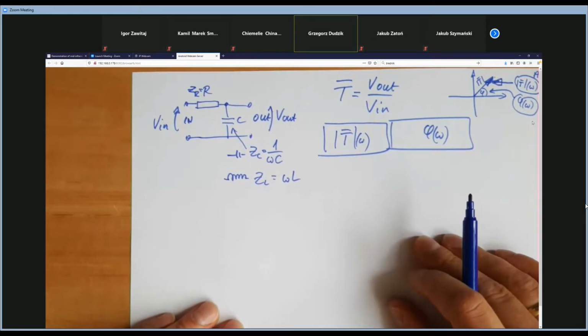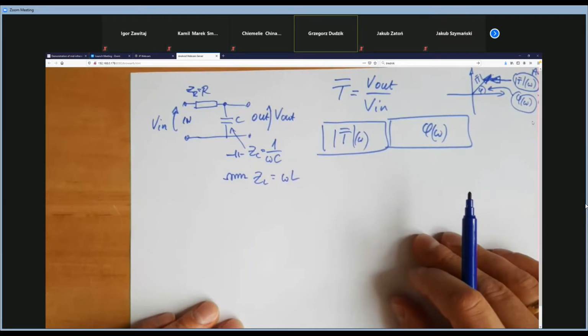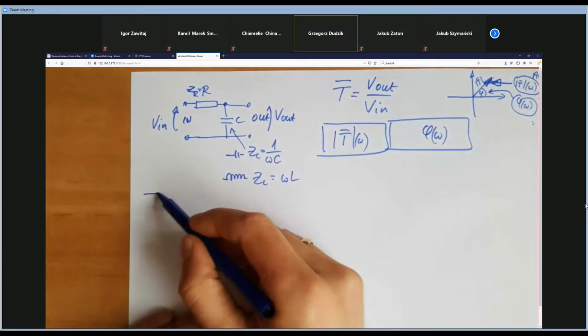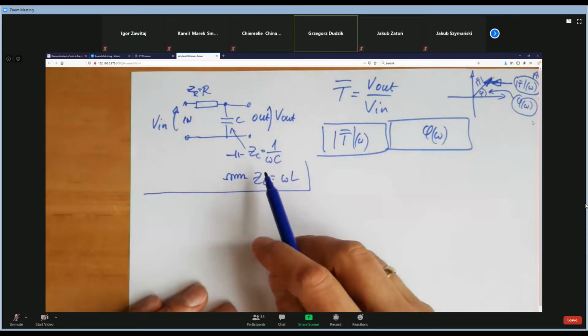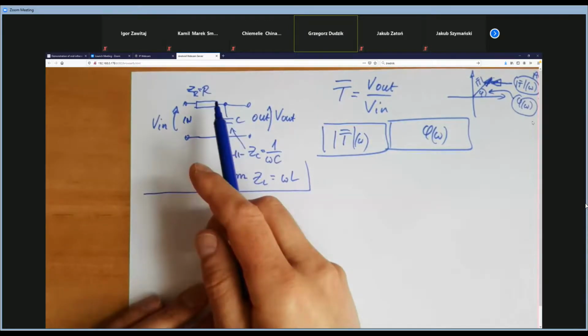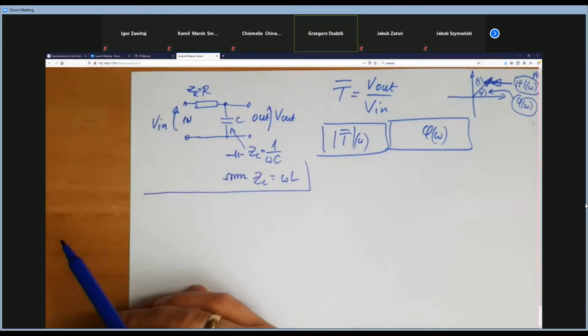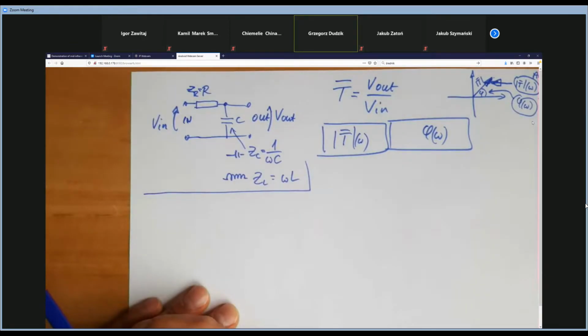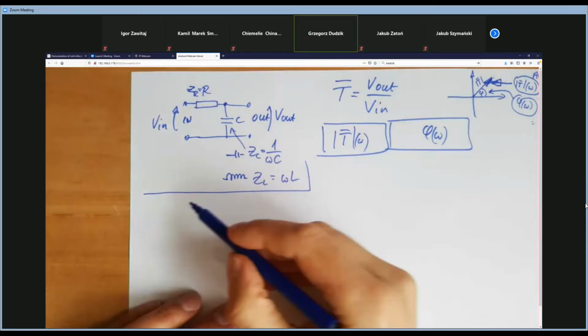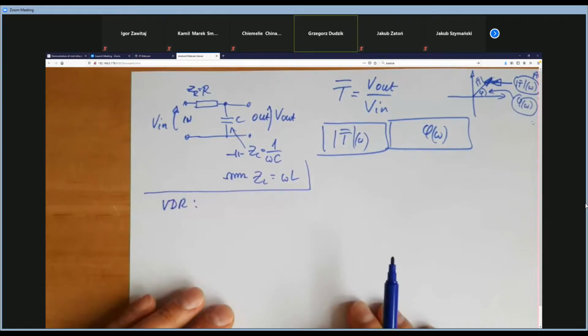So let's find the T. Before that, please tell me, do you see something special in this circuit? I mean, we can use some method which was commonly used in electronics to calculate the value of V out. What is the value of V out here? A voltage divider. Yeah, that's right. We've got the voltage divider here.